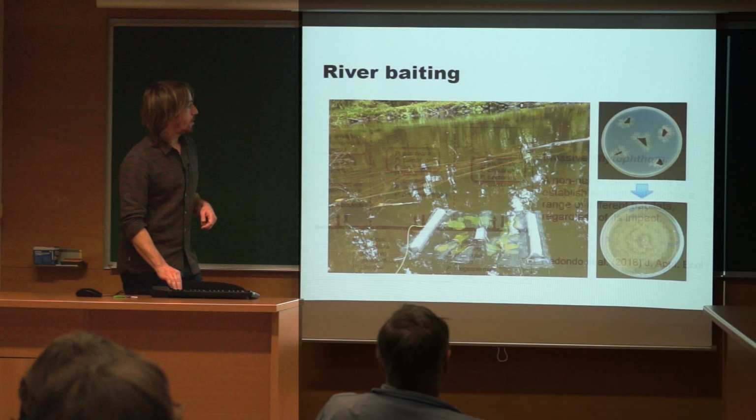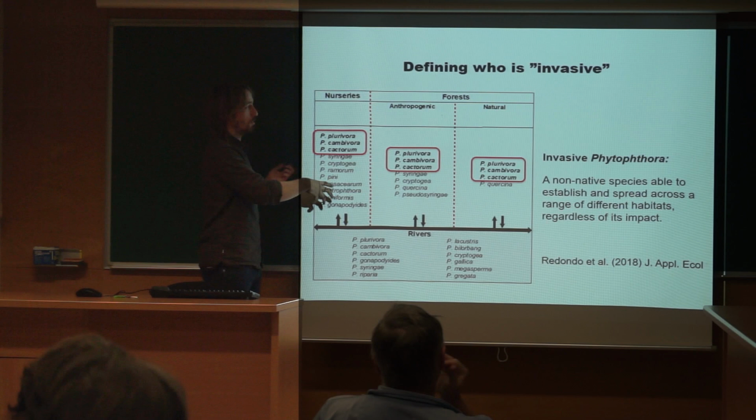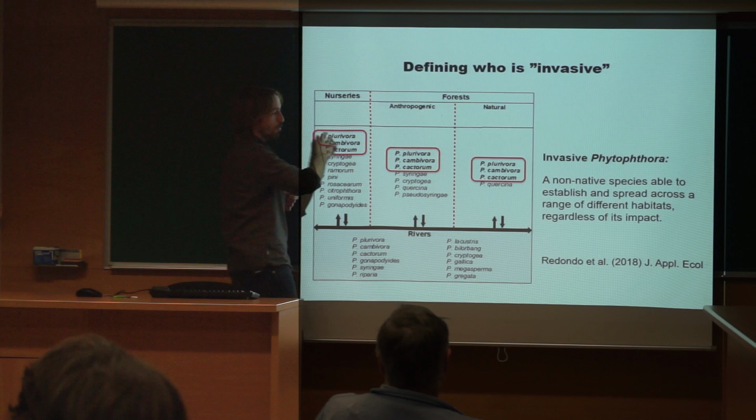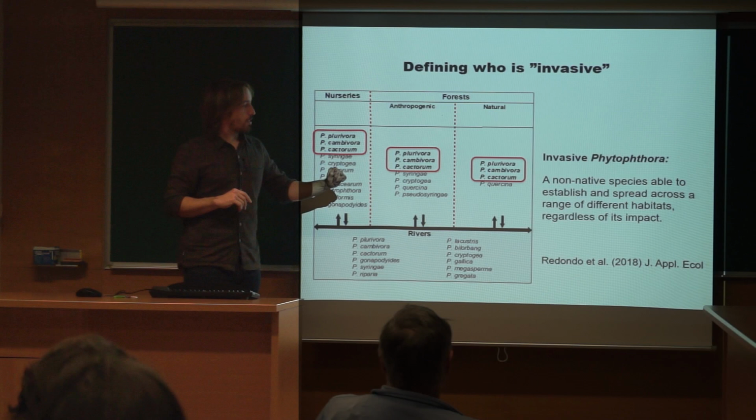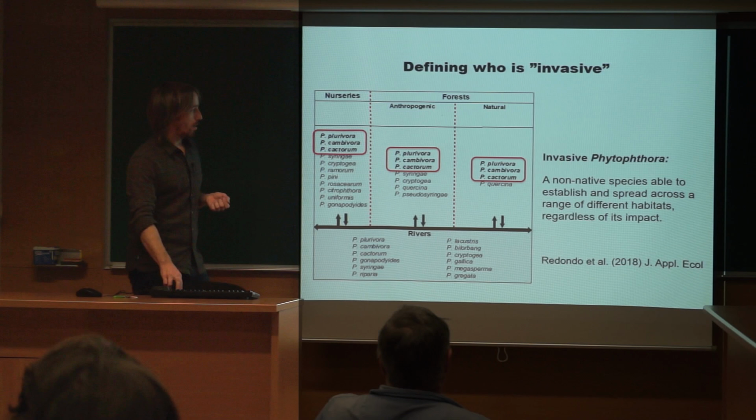That's what we did in these rivers and these nurseries, and that's what we got. That was our first attempt to define what was invasive. You can see some species in nurseries, some species in anthropogenic forests, and some species in natural forests. So there seem to be some species that managed to make it to the end, or at least they would fit in this picture. So we decided to define those as perhaps the invasive species, and the other ones as perhaps introduced or naturalized, but not yet invasive.